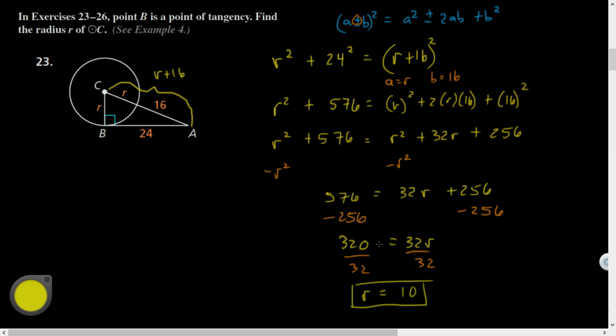R is equal to 10 is my answer. So it turns out this was a 10, 24, and 26 right triangle. Not bad, not bad. All right, let's keep moving on.